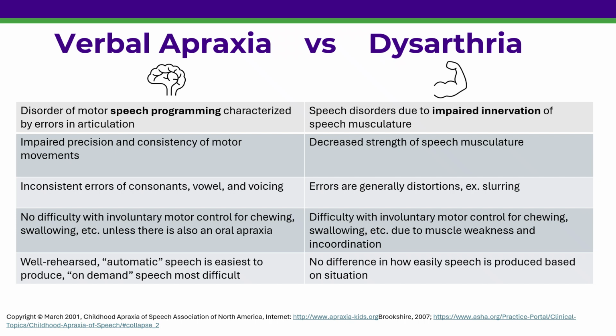With apraxia, you don't often see involuntary motor control difficulties, such as with chewing or swallowing, whereas dysarthria often also has difficulty with motor chewing or swallowing, and there are exceptions to this. For verbal apraxia, well-rehearsed or automatic speech is often easiest to produce, whereas on-demand speech might be more difficult. Whereas with dysarthria, there's really no difference in how easily speech is produced based on the situation. It's the same type of distortion throughout.